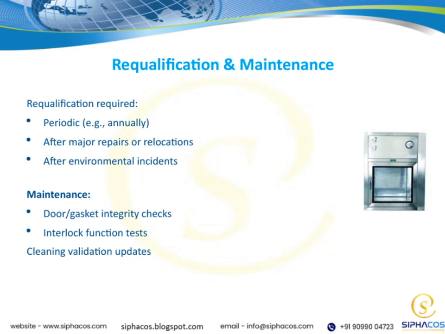Now, moving on to maintenance activities. Regular checks of door and gasket integrity are crucial because any wear or damage can compromise the environment. Interlock function tests are equally important. They make sure safety mechanisms are working correctly, preventing accidental breaches. Lastly, updating cleaning validation processes ensures that our cleaning protocols remain effective and in line with the latest standards. All of these activities, requalification and maintenance, are interconnected and vital for maintaining the overall integrity of our operations, ensuring safety, compliance, and quality throughout the life cycle of our equipment and facilities.